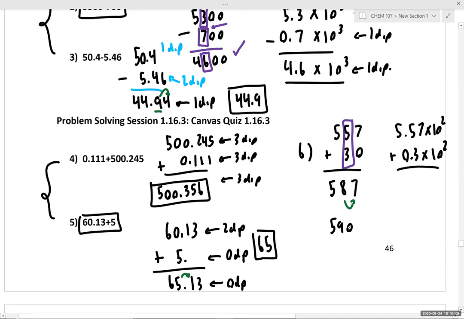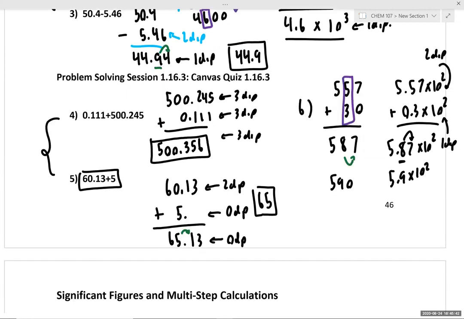For our second example, if we're using the decimal method, we see that our first number has 2 decimal places, while our bottom number has 1 decimal place. So when we get 5.87 times 10 to the second, we need to round this number to 1 decimal place. So we look to the right and round up to 5.9 times 10 to the second. Either method is acceptable in this case.